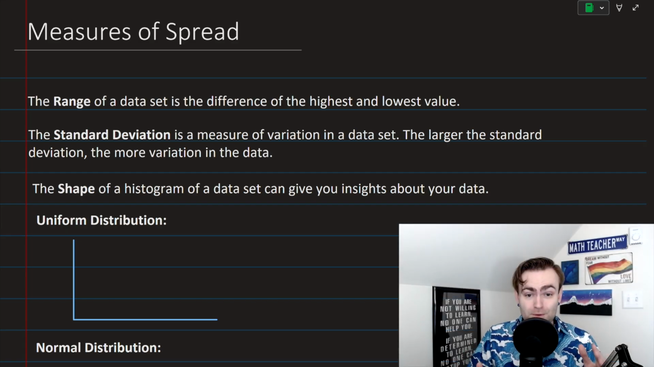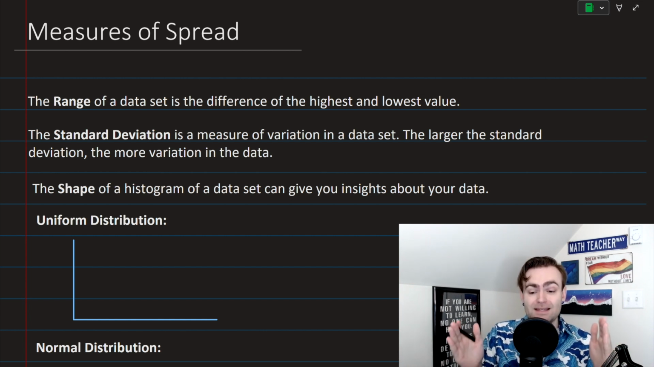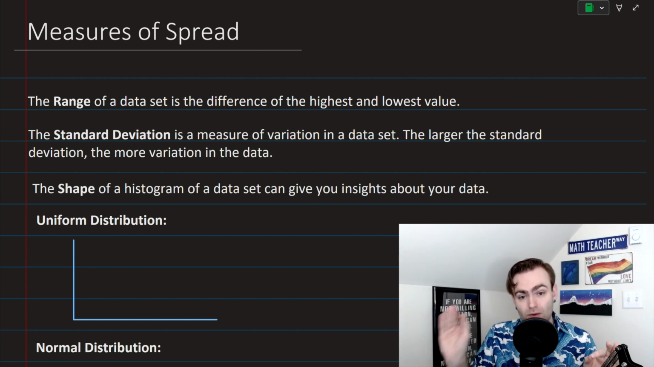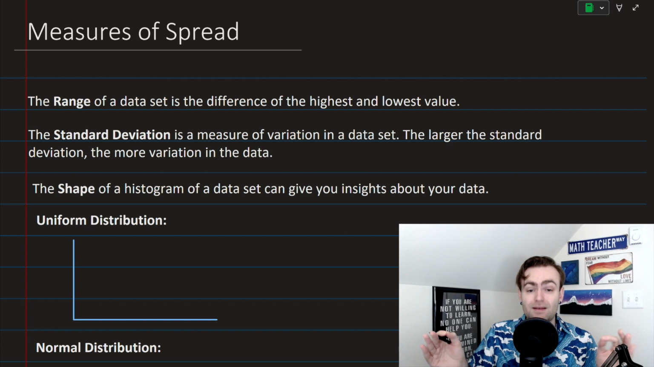So let's talk measures of spread. We've kind of introduced this idea of data and data sets through our measures of center, but we can also get some insight on data based off of other ideas, specifically how the data is arranged. The range of a data set is the difference, the distance between the smallest value in the data set and the largest value in the data set. So we essentially find it by taking the largest number and subtracting the smallest number from it.